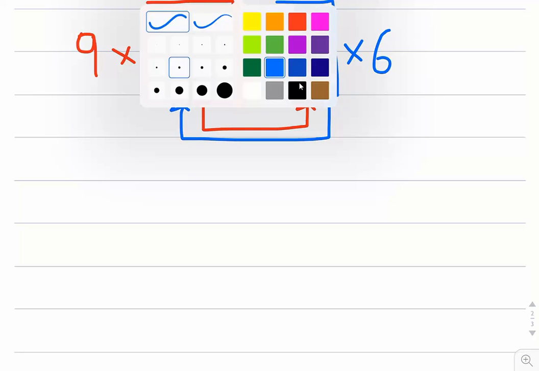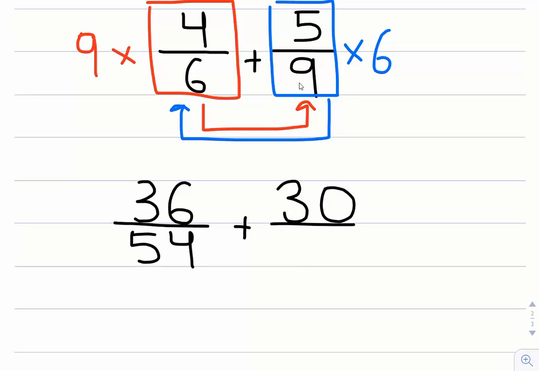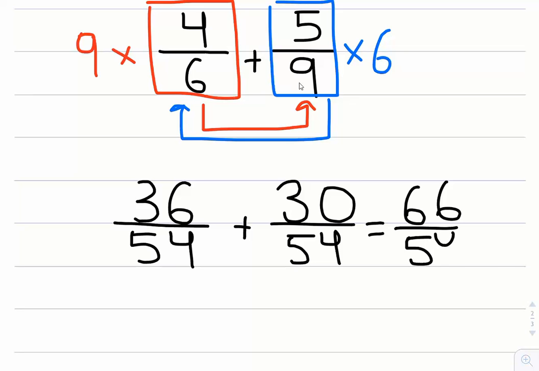Now that I have my numbers, I can begin multiplying the problem through. I would get 36 over 54 for 4 over 6. And for 5 over 9, when I multiply it by 6, I will get 30 over 54. So we see that we still get the same denominators, which makes this an equivalent fraction or a like fraction, which means that we can actually go ahead and add the problem now. When I add this all through, I will get 66 over 54.